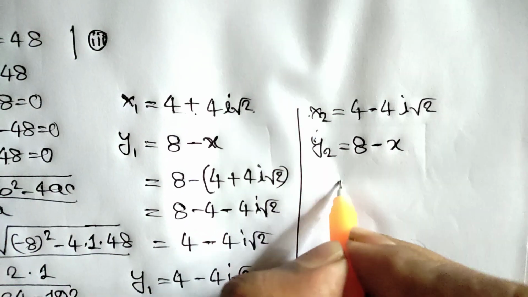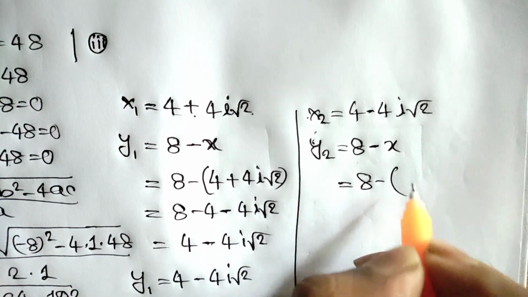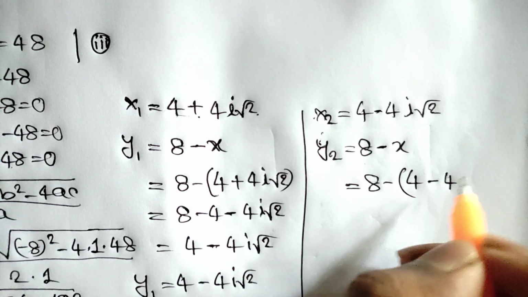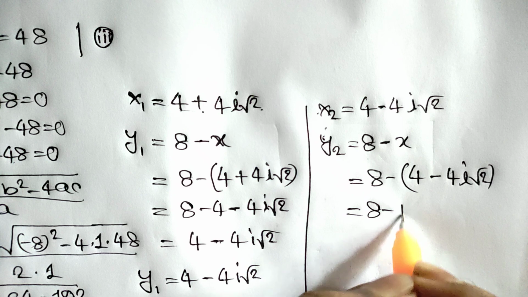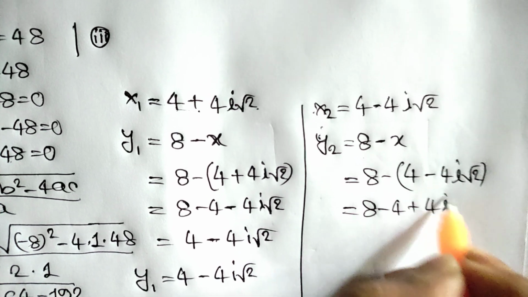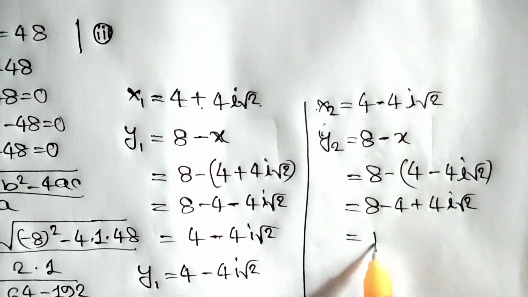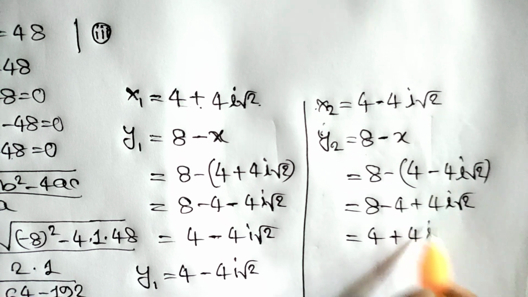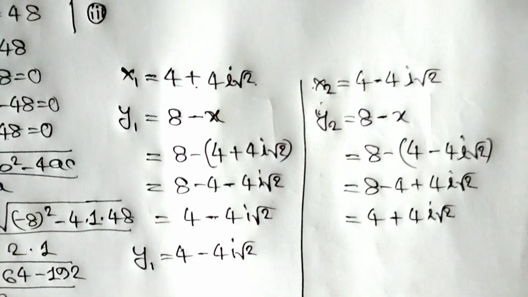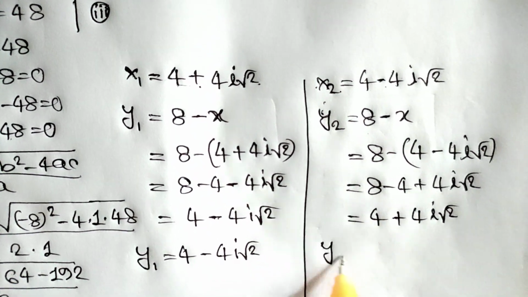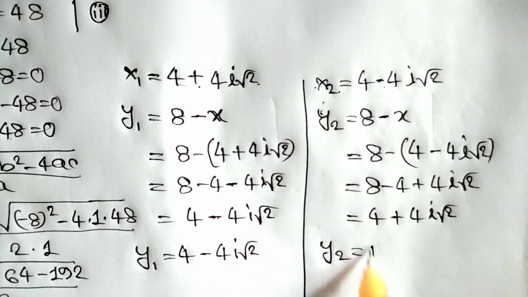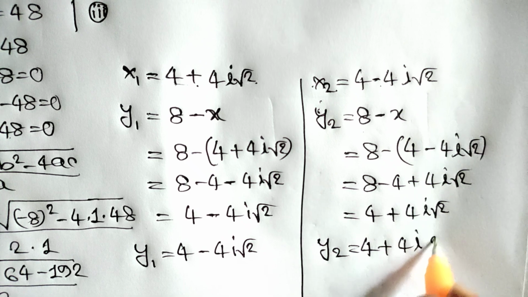And here we can write 8 minus 4 minus 4i square root of 2 is equal to 8 minus 4 plus 4i square root of 2 is equal to 4 plus 4i square root of 2. So when x2 is equal to 4 minus 4i square root of 2, the value of y2 is equal to 4 plus 4i square root of 2.